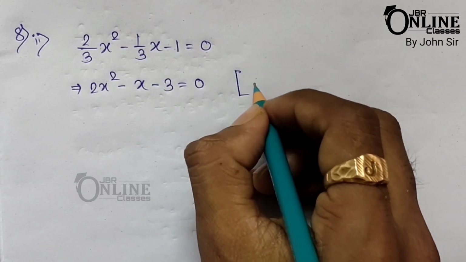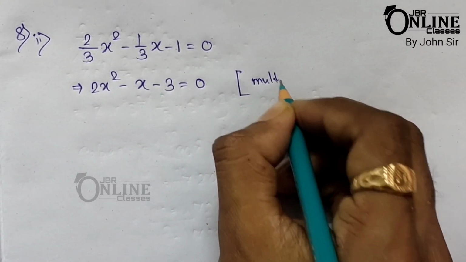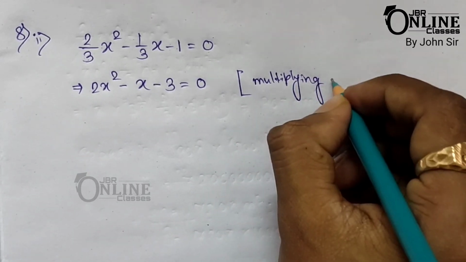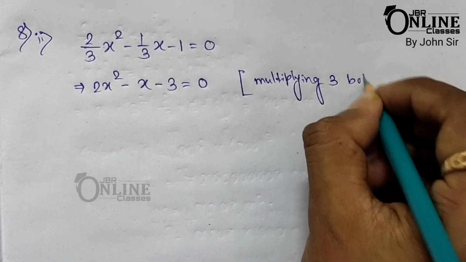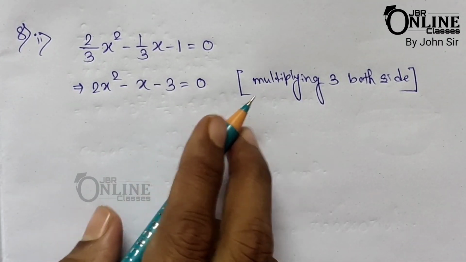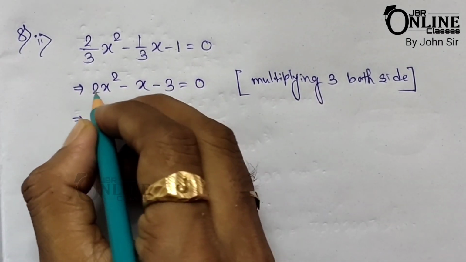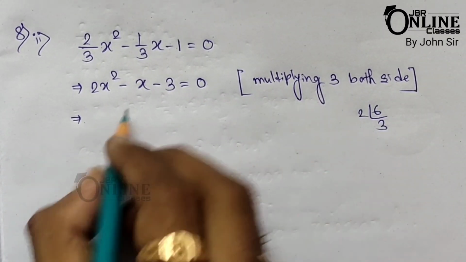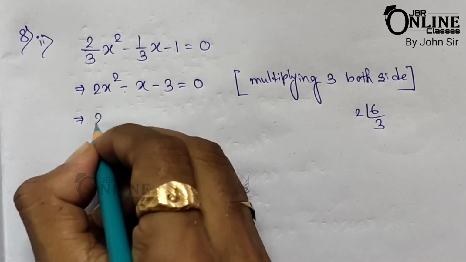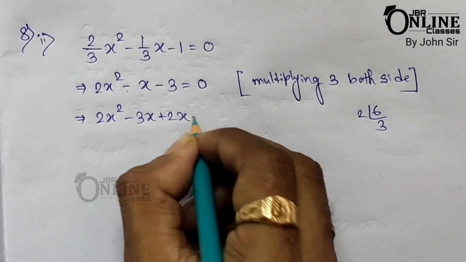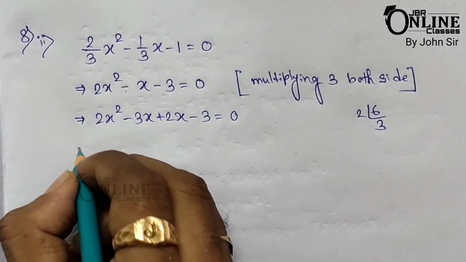So on the right side, we just write down here multiplying 3 on both sides. Now 2 into 3 becomes 6. So you have to make minus 1. So 2x² − 3x + 2x − 3 = 0.